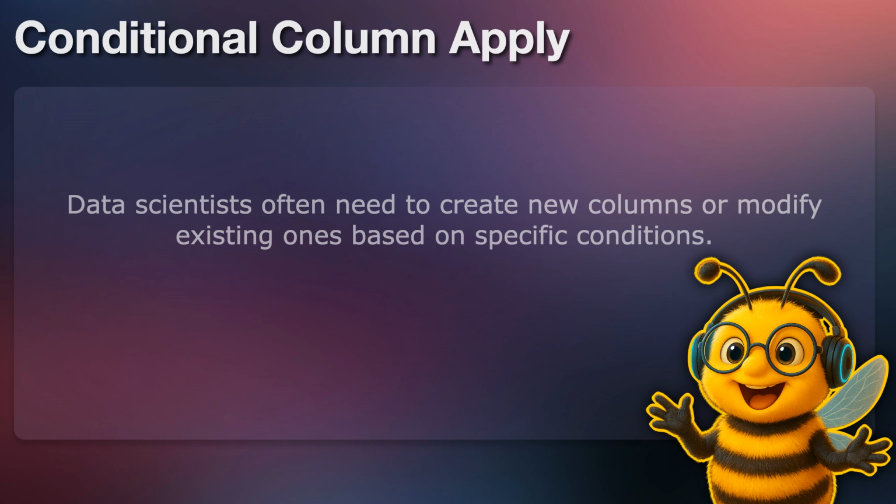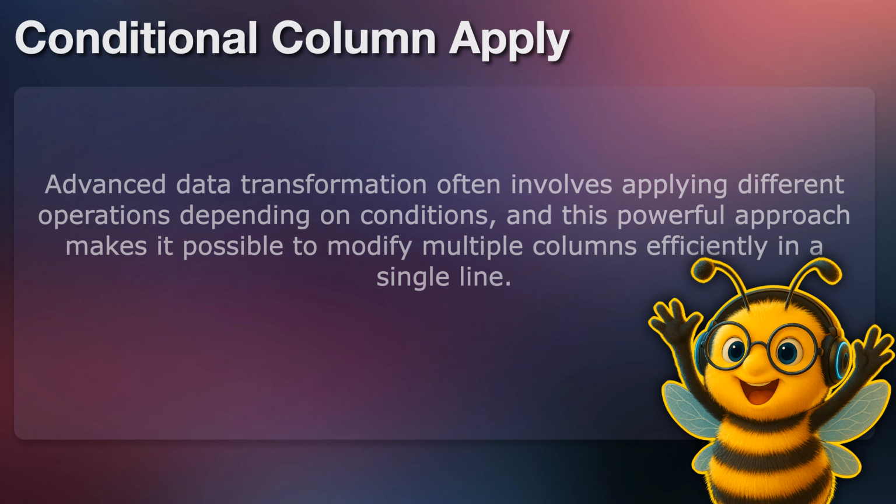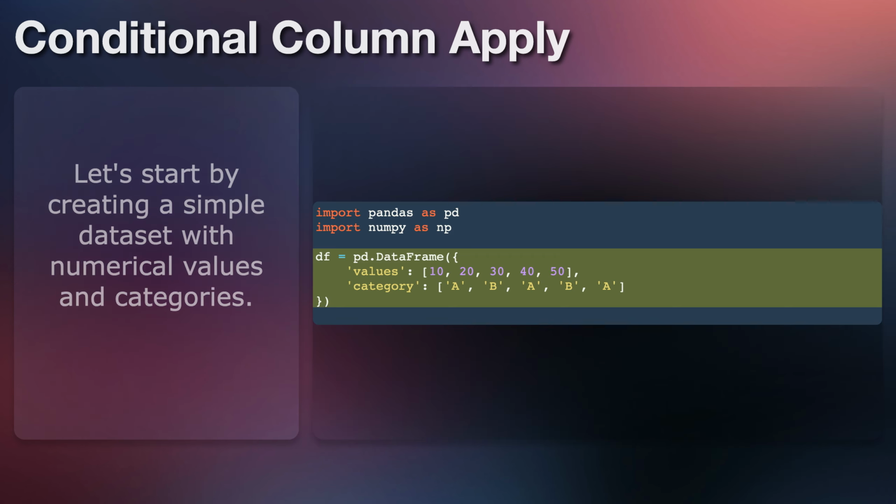Data scientists often need to create new columns or modify existing ones based on specific conditions. Advanced data transformation often involves applying different operations depending on conditions, and this powerful approach makes it possible to modify multiple columns efficiently in a single line. Let's start by creating a simple dataset with numerical values and categories.